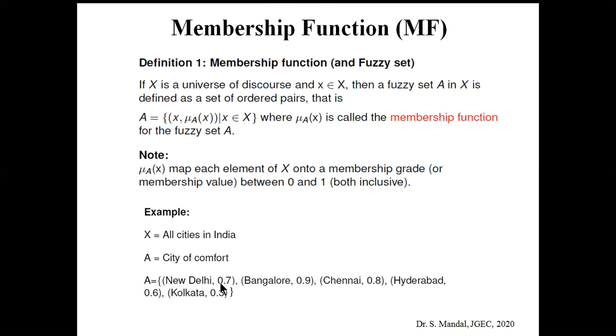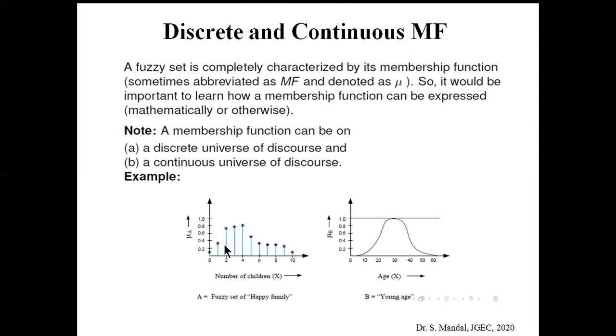Like for New Delhi, the corresponding comfortness is given by 0.7, for Bangalore 0.9, Chennai 0.8, Hyderabad 0.6, Kolkata 0.3, like this. So you can see that the membership function is maximum for Bangalore. That means city comfortness for Bangalore is maximum, whereas comfortness for Kolkata is minimum. That is another example of a fuzzy set.